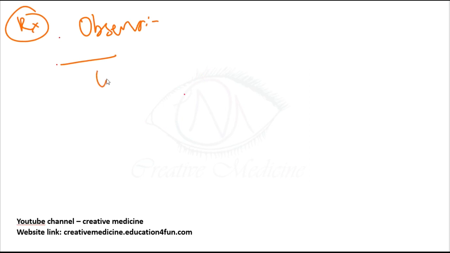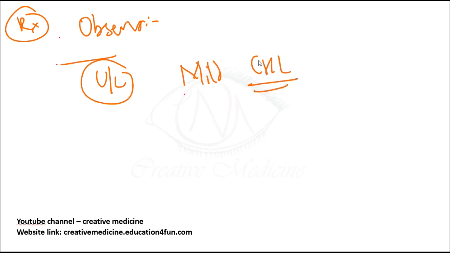Then how are you going to treat the patient? The treatment is you can do observation. Observation is the least risky and least expensive option. It is preferred in patients with unilateral mild conductive hearing loss, where we can observe the patient. We can get an audiogram done on a yearly basis, and hearing loss will progress slowly.